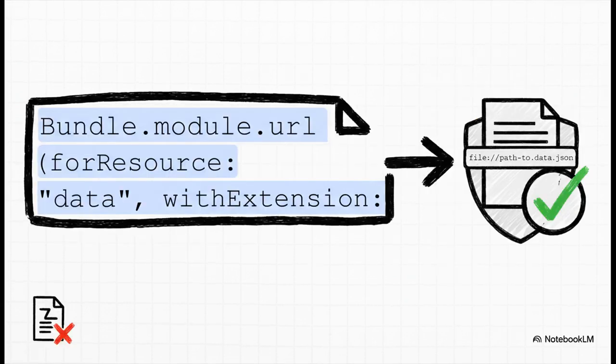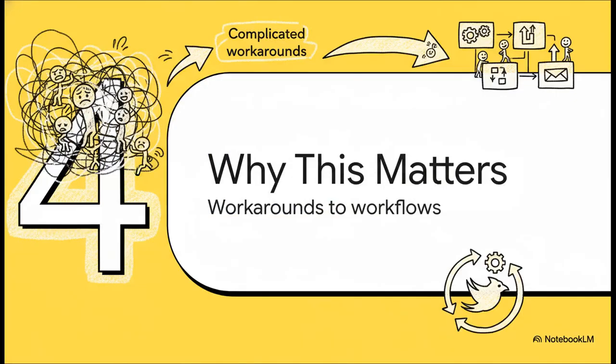And it's not just for SwiftUI, of course. Need to pull in that JSON config file? You just call the standard URL for resource with extension method directly on Bundle.module. It gives you back the URL to your file, safe and sound, no matter where your package ends up being used. So we've gone through the how.